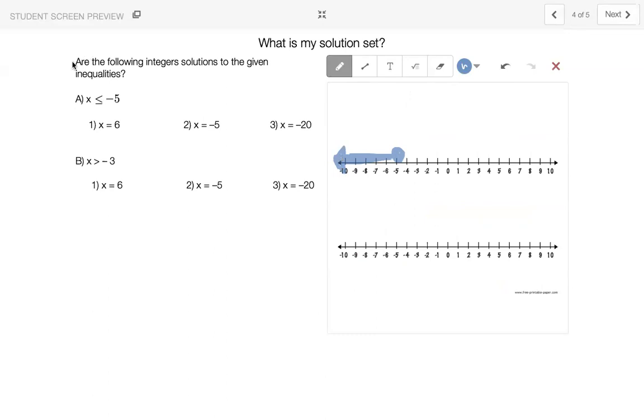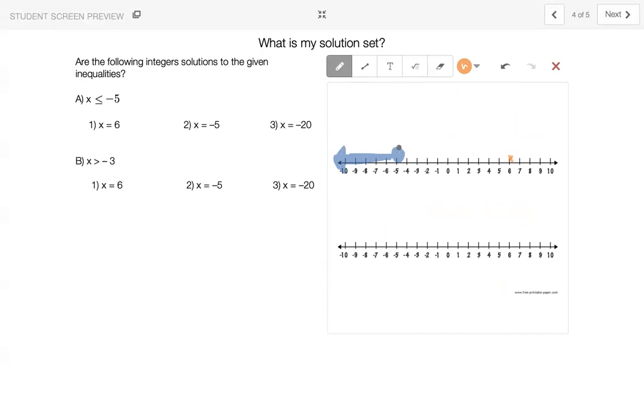So the question here is, are the following integers solutions to the given inequalities? Number 1 says x is equal to 6. If I go on my graph and find the number 6, does my graph overlap the number 6 at all? And the answer is no. So that means this is a false answer. 6 is not a solution. So this would be false. Number 1 is false.